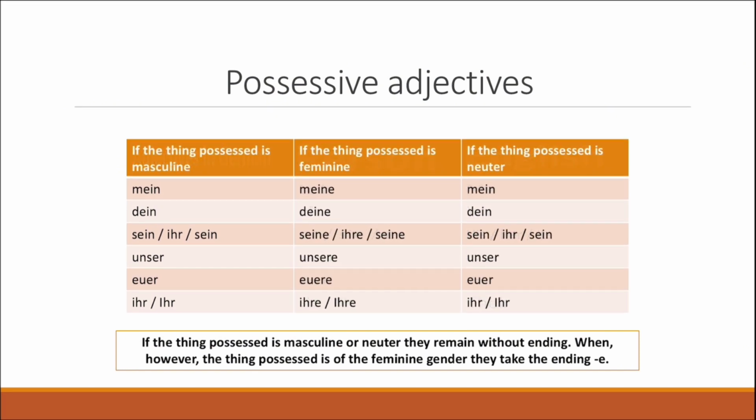If we would like to expand this table, you can see how we define possessive adjectives in dependency of the gender right here. If the thing possessed is masculine or neuter, then we're going to have mein, dein, sein, unser, euer, ihr. But if the thing possessed is feminine, then we're going to add the ending e. So we're going to have meine, deine, seine, ihre, seine, unsere, eure, ihre. So this is a pretty important difference.